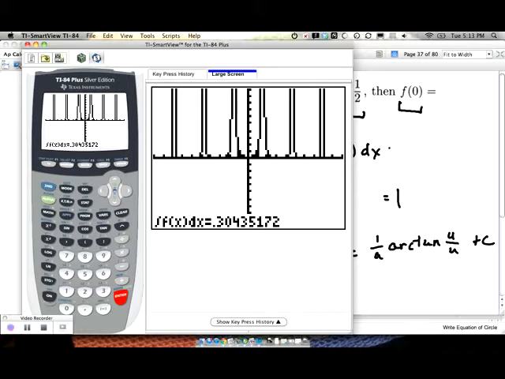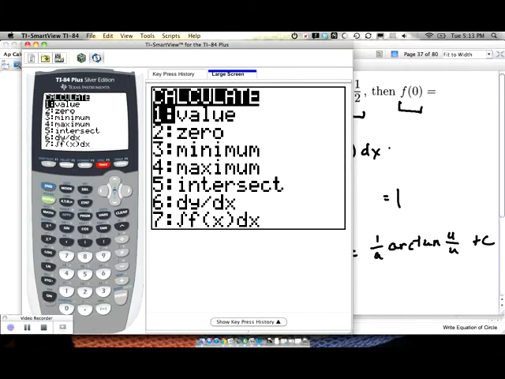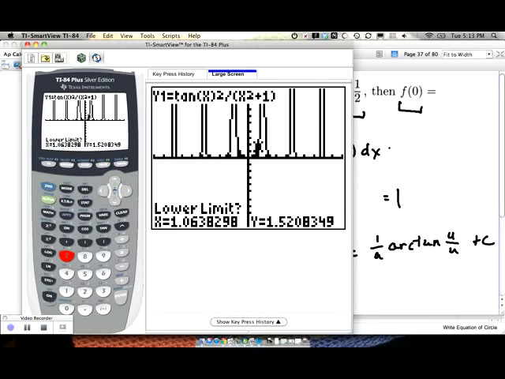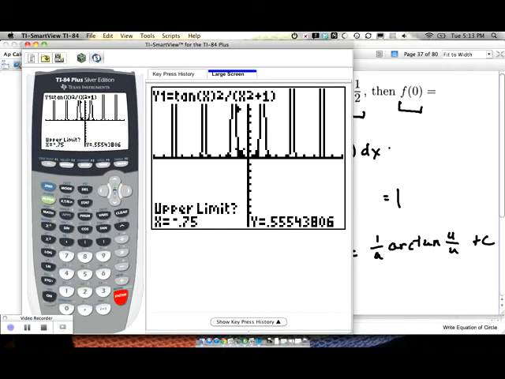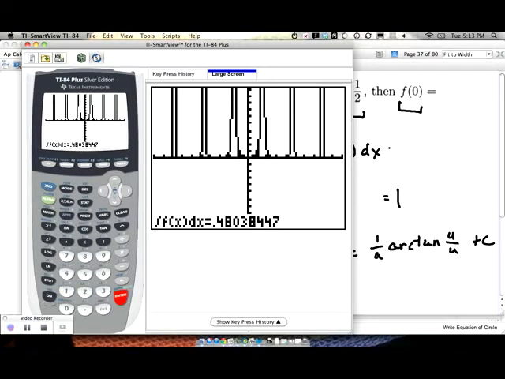Let's say I went from -0.75. Second, calculate the integral, and my lower limit is -0.75 to 1. That gives me about 0.48. So I need to go a little bit further.